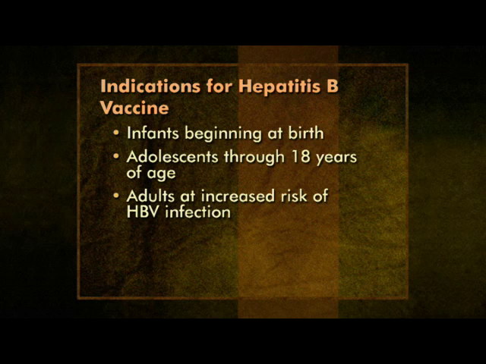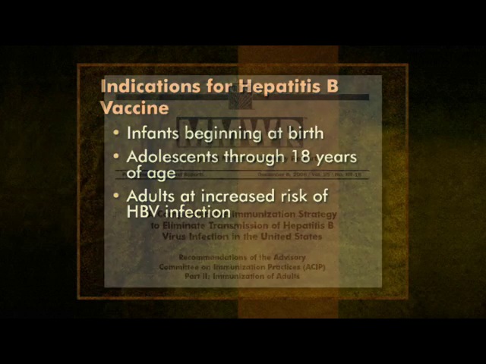All adolescents through 18 years of age should receive hepatitis B vaccine if they have not already received it. The routine medical visit at 11 or 12 years is a good opportunity to be sure adolescents have been vaccinated. The vaccine should also be offered to adults at increased risk of HBV infection.